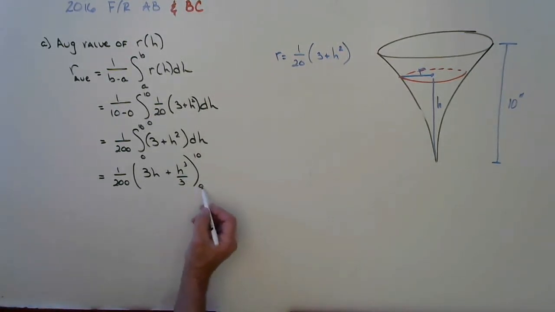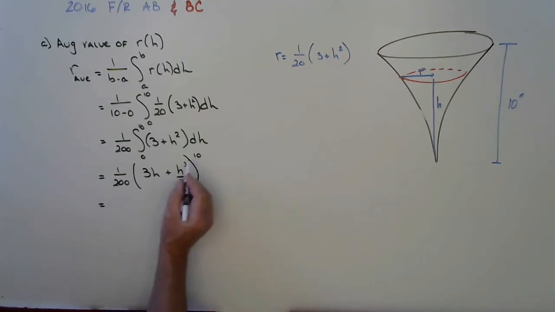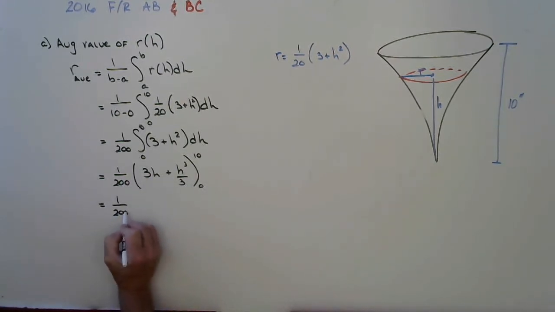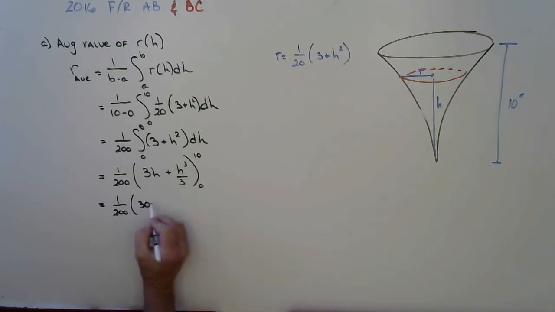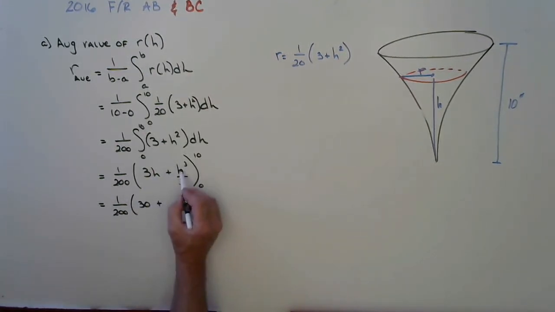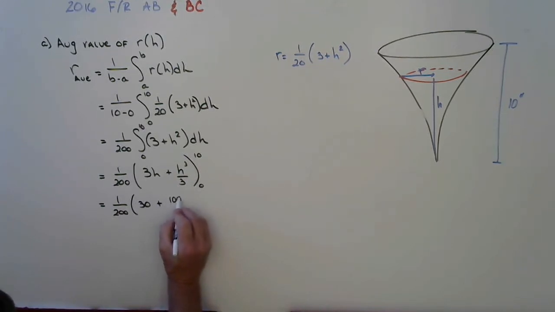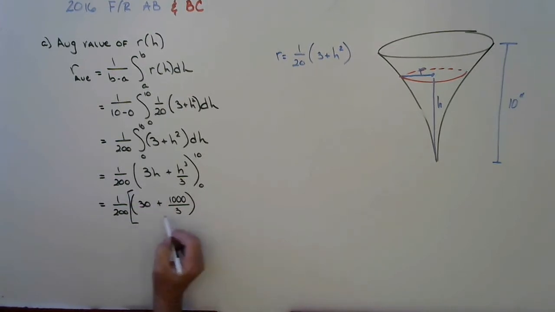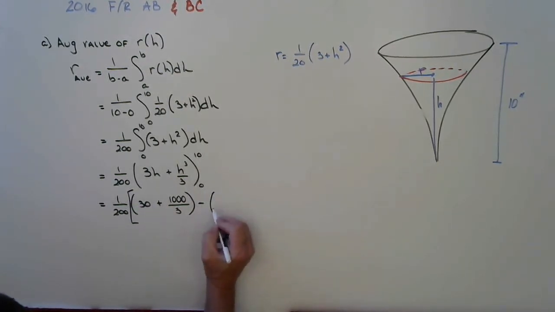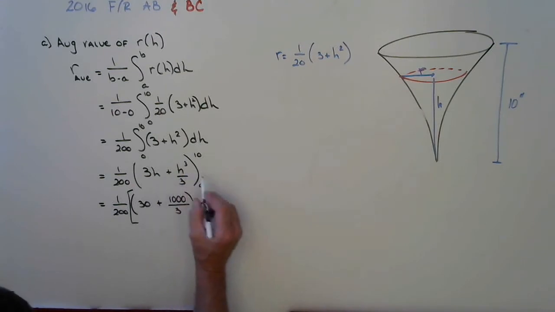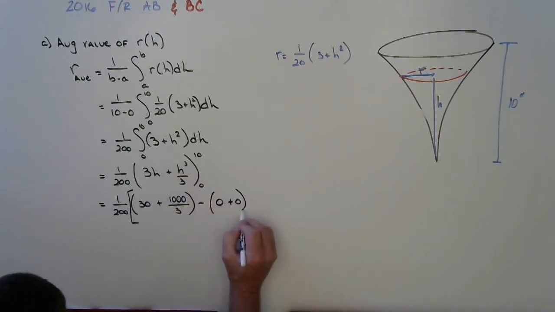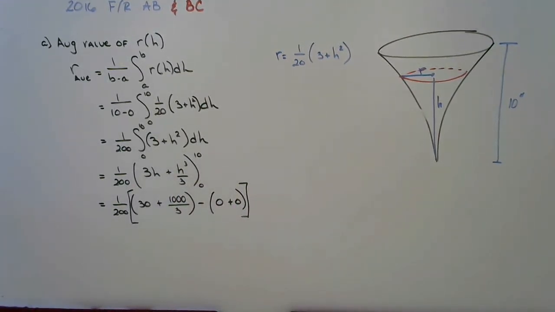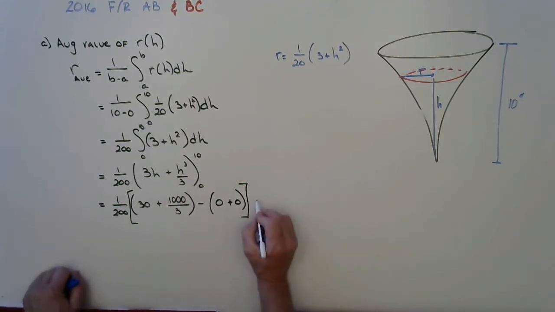So what do we get? When we plug in 0, we get 0. When we plug in 10, we get 1 over 200 times 3 times 10, which is 30, plus 10 cubed over 3, that's 1,000 over 3. Minus, we have to plug in 0. When we plug in 0, we get 3 times 0, that's 0, plus 0 cubed over 3, which is 0. And then we do our arithmetic and find our common denominator, and we get 109 over 60.